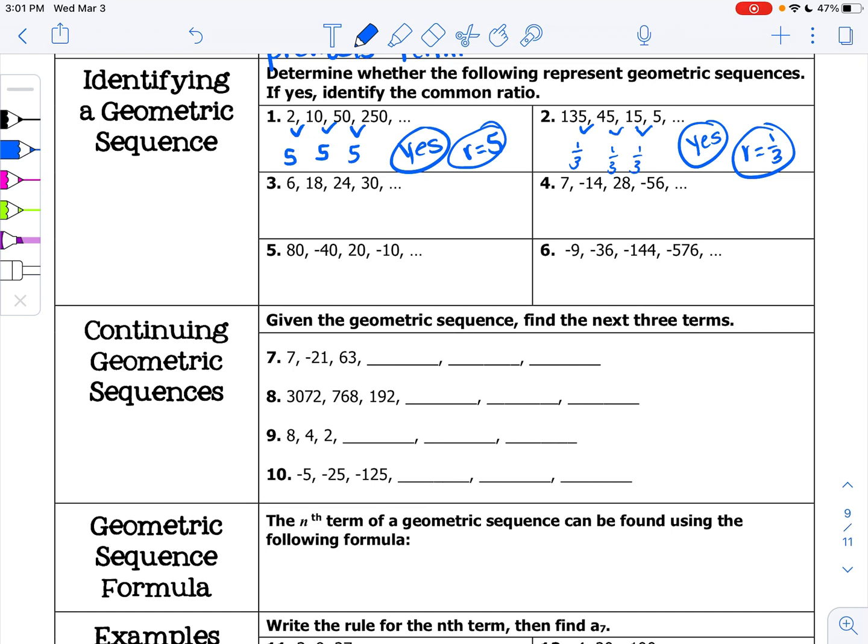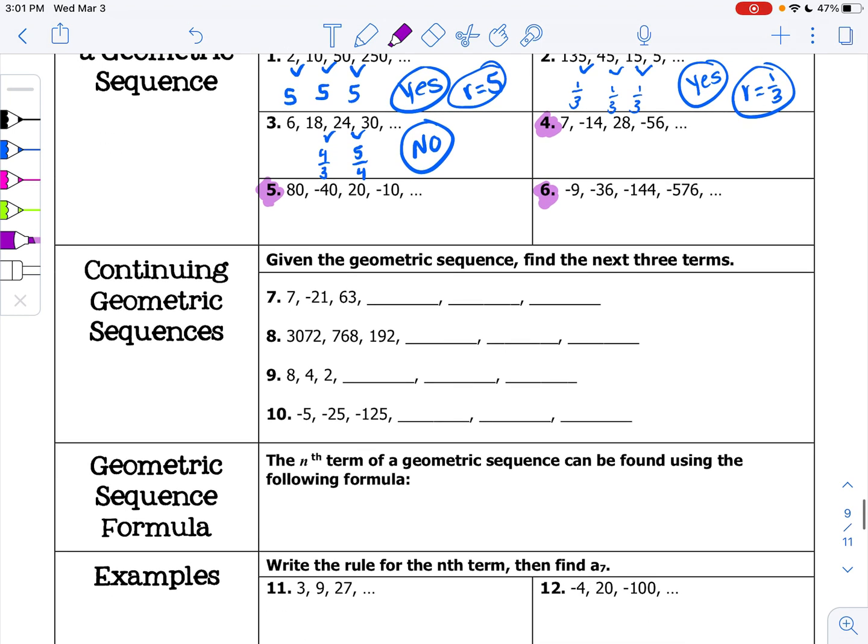Number 3. We're going to do the same process, starting with 30 divided by its previous term of 24. 30 divided by 24 has a ratio of 5/4. Then 24 divided by 18 has a ratio of 4/3. As soon as you get a ratio that is not the same, you know that this is not going to be a geometric sequence, and you can stop. Go ahead and highlight 4, 5, and 6.